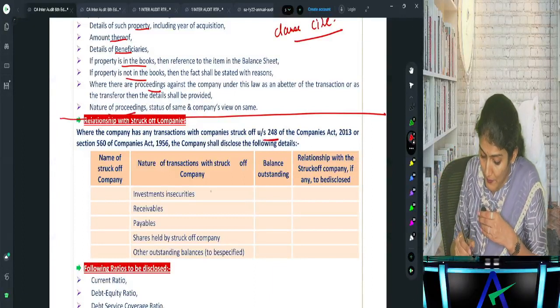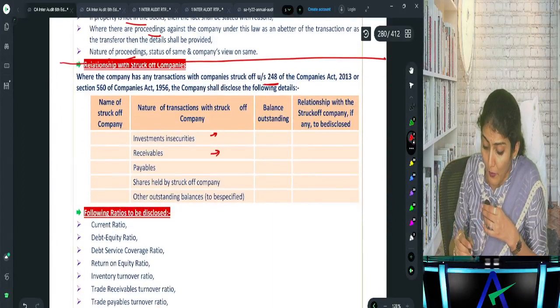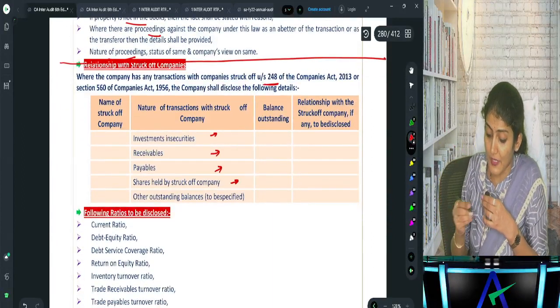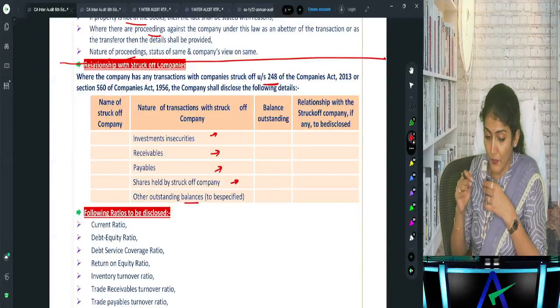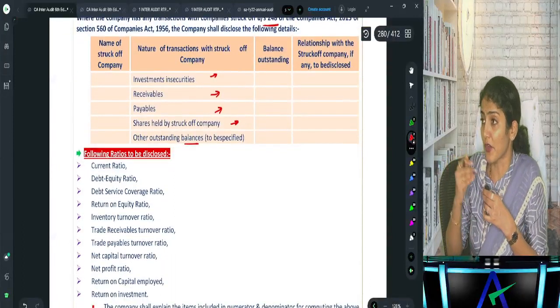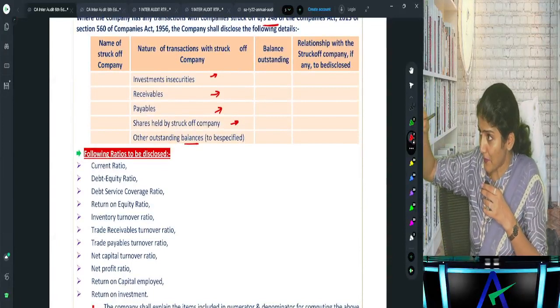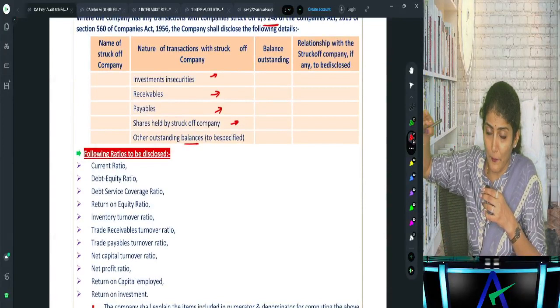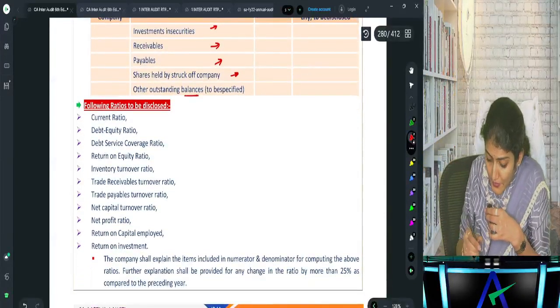So how much investment do you have in these companies? How much are you receivable from such company? What is your payable? What are the shares held by the struck off company and the other outstanding balances? So that's the relationship with the struck off company, because that much of your investments in those struck off companies you will have to impair, you will have to reduce.